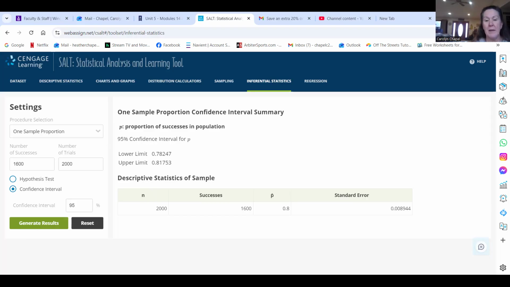You'll notice there's that p hat that I did calculate, just to kind of double check. There would be the standard error, which is that square root piece, the square root of p times 1 minus p all over your n. That would give you this value here.